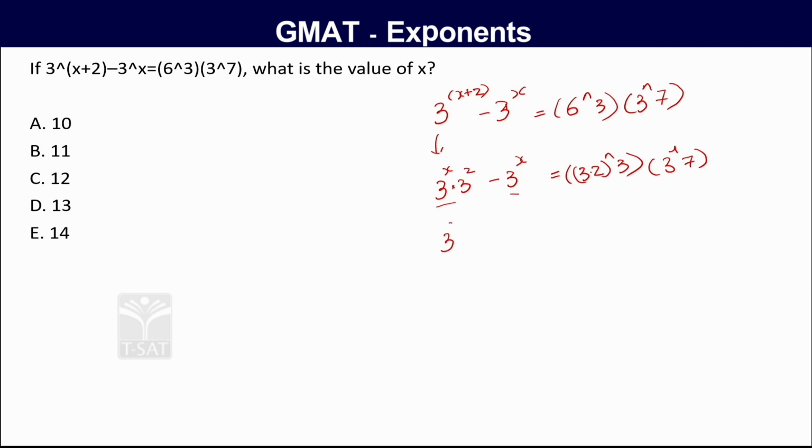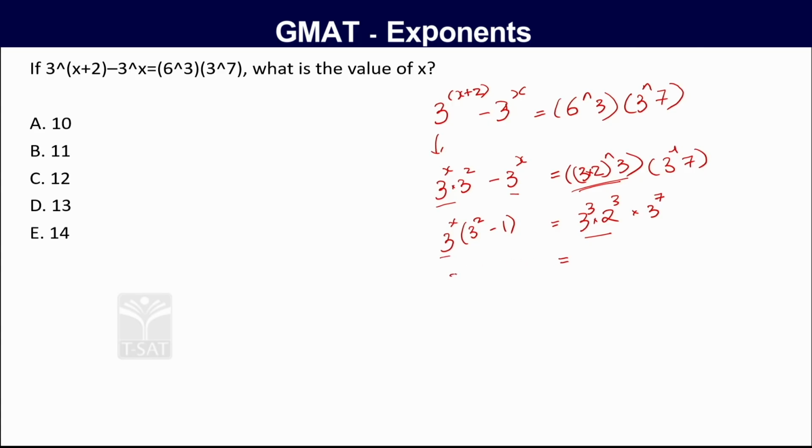You will be left with 3 to the power of x into 3 square minus 1. You have 3 into 2 to the power of 3. So that will be 3 to the power of 3 into 2 to the power of 3. When you expand this, this is what you will get, and this into 3 to the power of 7.